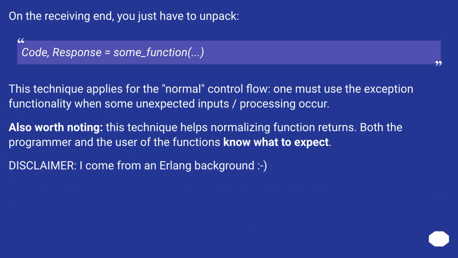On the receiving end, you just have to unpack. Code, response equals some_function. This technique applies for the normal control flow. One must use the exception functionality when some unexpected inputs or processing occur. Also worth noting, this technique helps normalizing function returns. Both the programmer and the user of the functions know what to expect. Disclaimer, I come from an Erlang background. Smile.